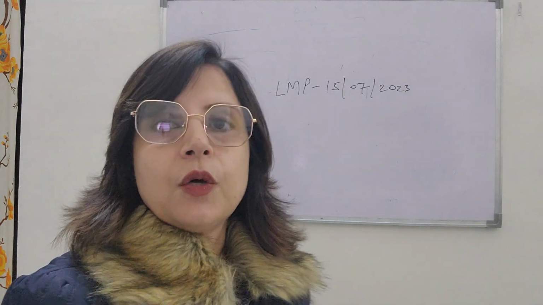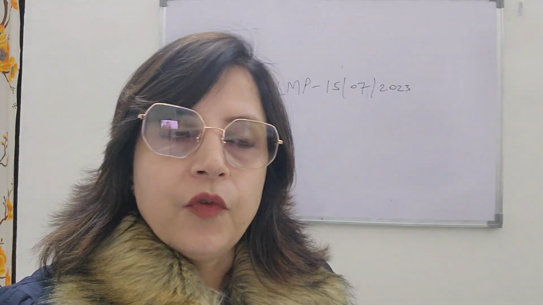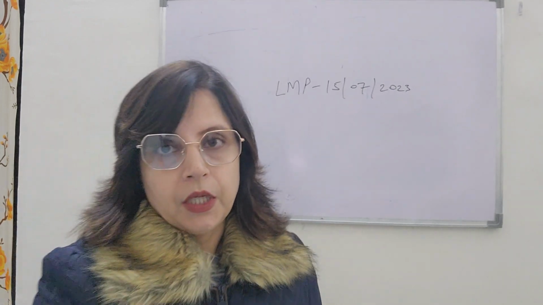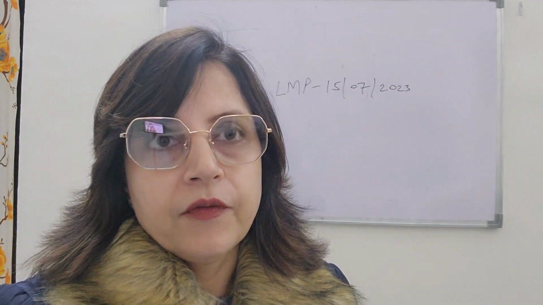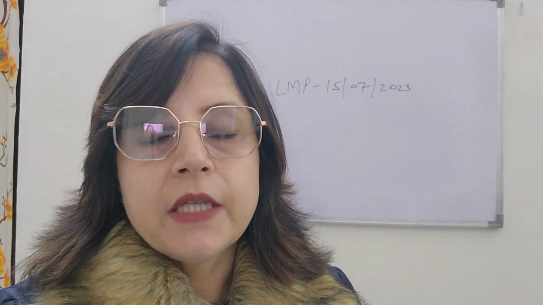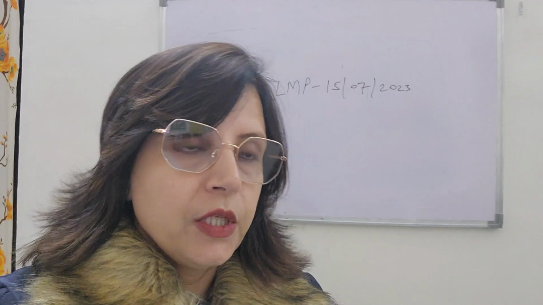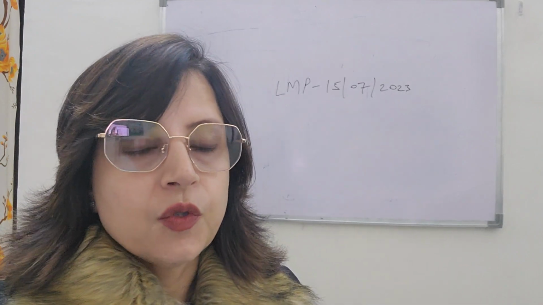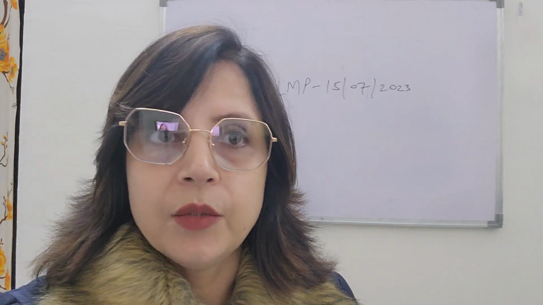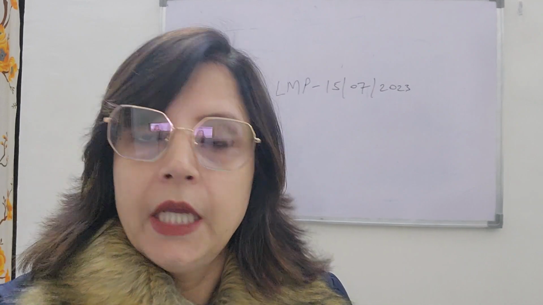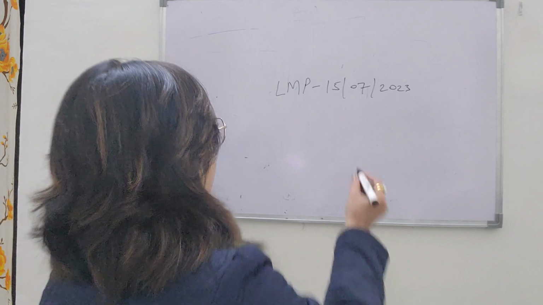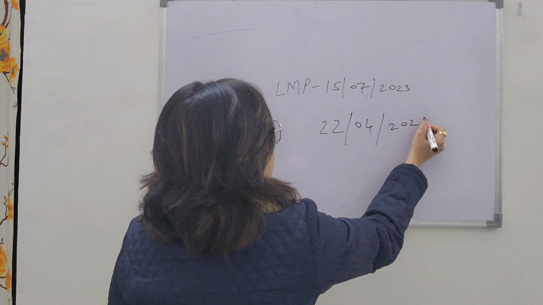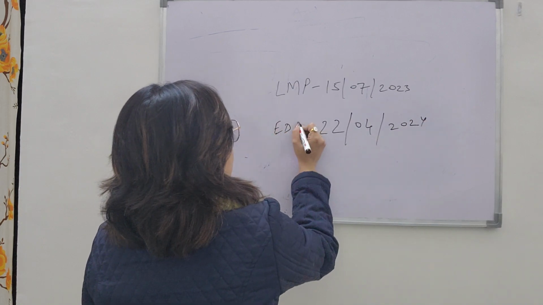15 July 2023, then what do we do in Naegele's formula? We just add 7 days to that LMP, right? So 15 July, we add 7, so the EDD date would be 22nd. So 15 plus 7, 22. Then for the month, we add 9 months to the last month. So the last month was July, so we would add 9 months to it. It would come to April. So the expected date would become 22 April 2024. So this is how Naegele's formula works.